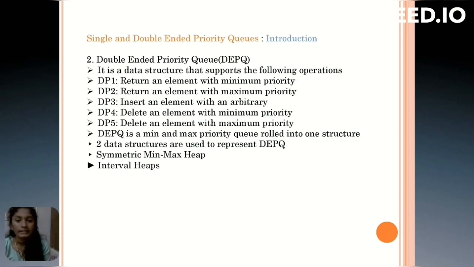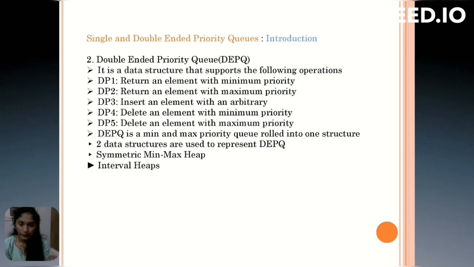Now we see the double-ended priority queue. It is a data structure that supports the following operations. Double priority 1 returns an element with minimum priority, and double priority 2 returns an element with maximum priority. Double priority 3 inserts an element with arbitrary priority. Double priority 4 deletes an element with minimum priority. Double priority 5 deletes an element with maximum priority.